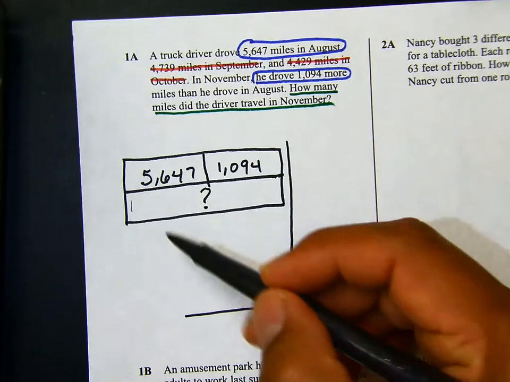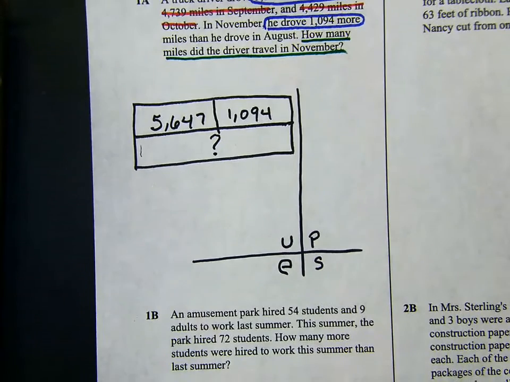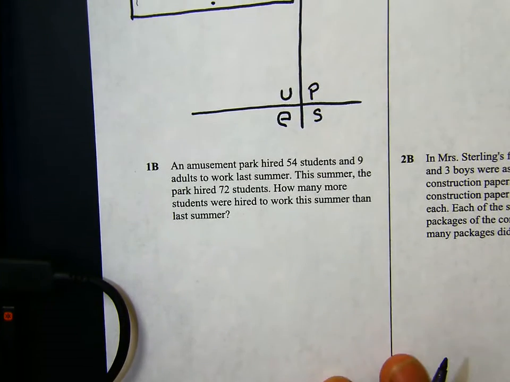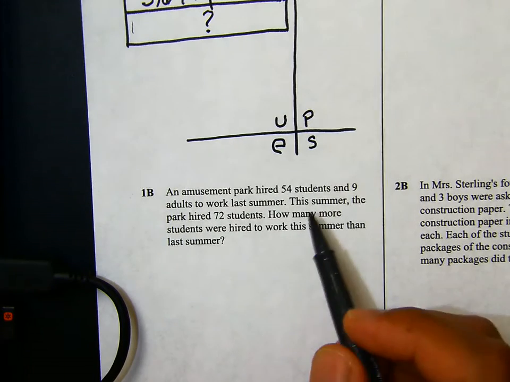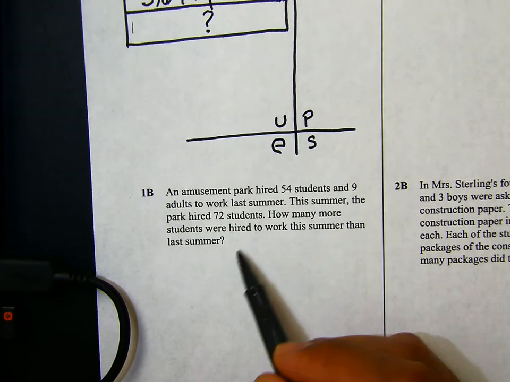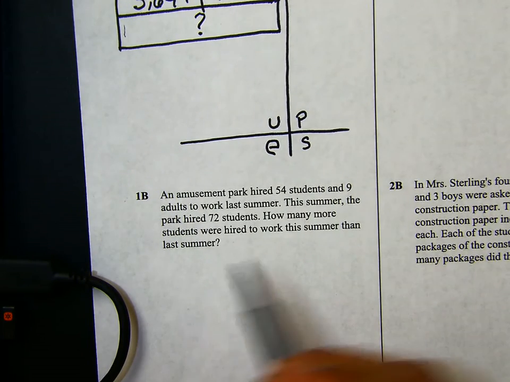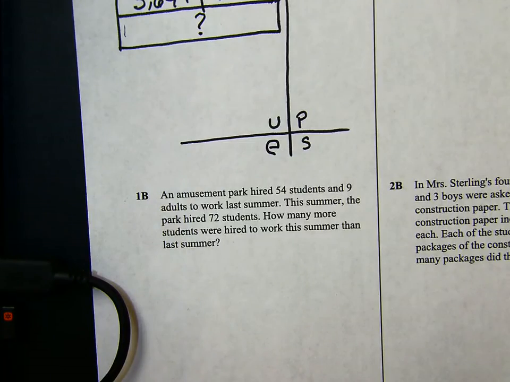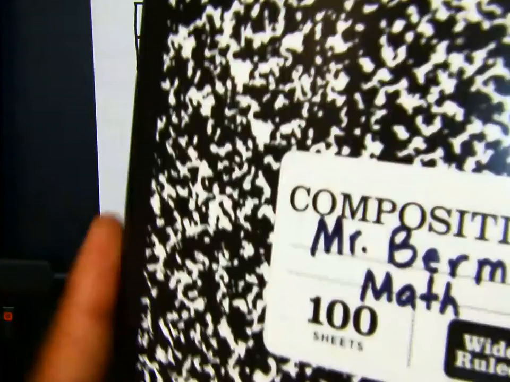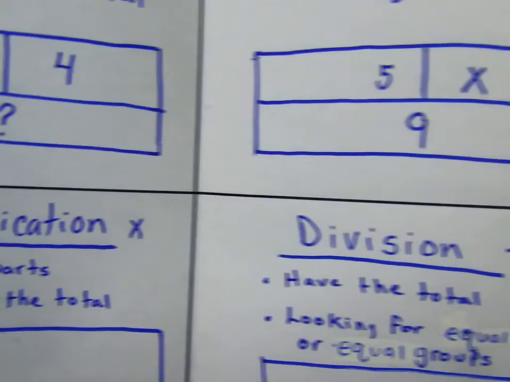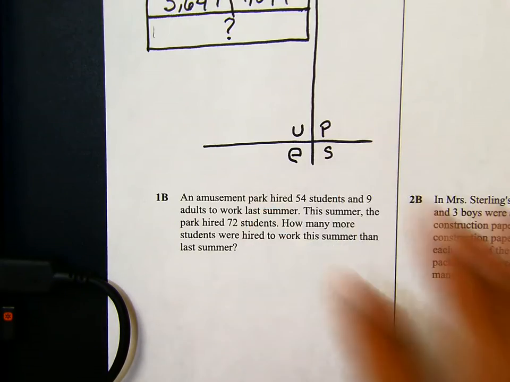Now that you know how to do the understand part of the UP-C model, now I need you to try 1B on your own. Remember to underline your question, circle information that you need to answer the question, cross out any information you don't need, and then create your strip diagram using your graphic organizer. Now try 1B on your own.